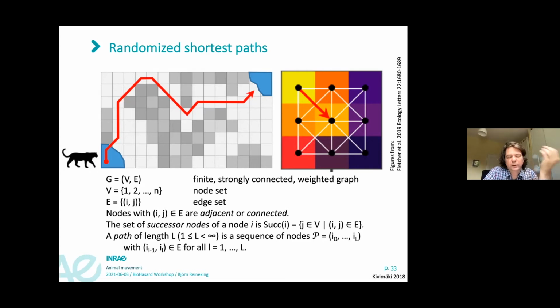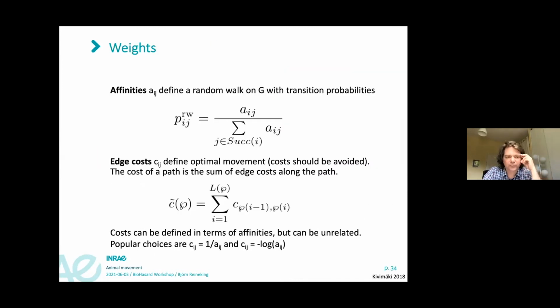And the key way to bring ecology into this is via the weights. There are traditionally two ways, and the randomized shortest path uses both independently. The first is affinities. These affinities define a random walk on the graph with certain transition probabilities. So the random walk probability of going from node I to node J is the affinity Aij divided by the sum of all the affinities that go from node I to its successor nodes.